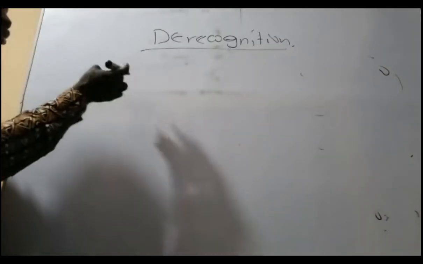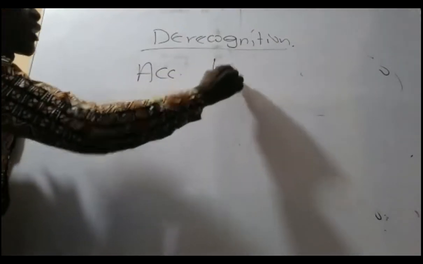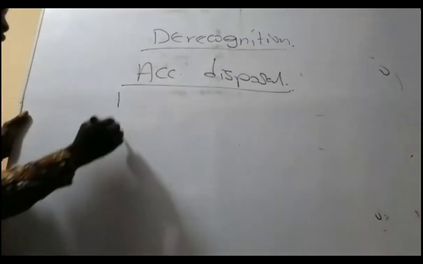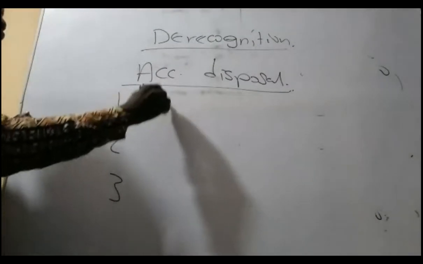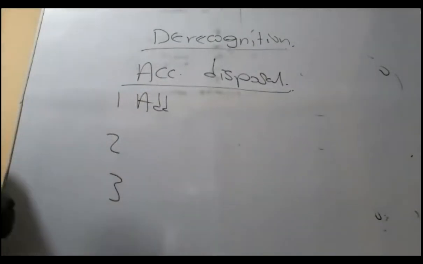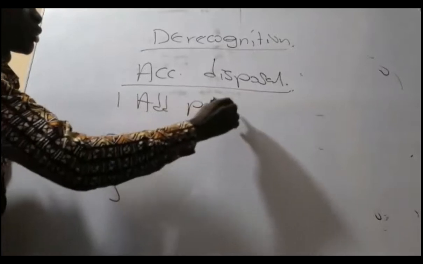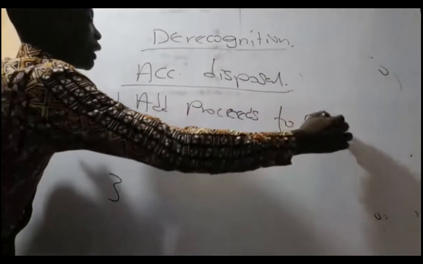So steps, accounting treatment. Disposal is very important. So step one, step two, step three, you are done. Step one, add the proceeds to your cash balance or your cash at bank. Add the proceeds to where? To your cash or bank balance.